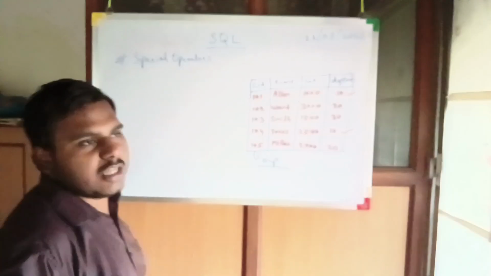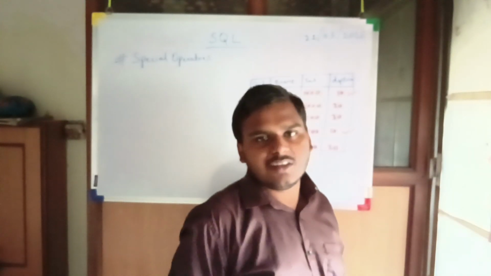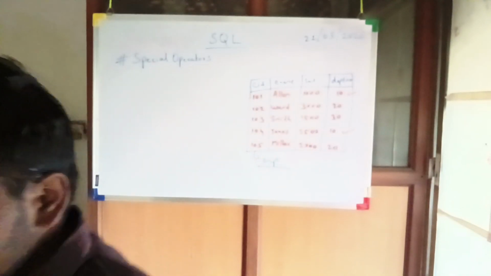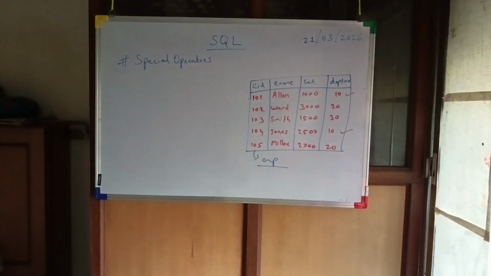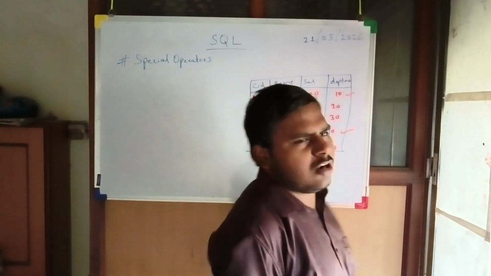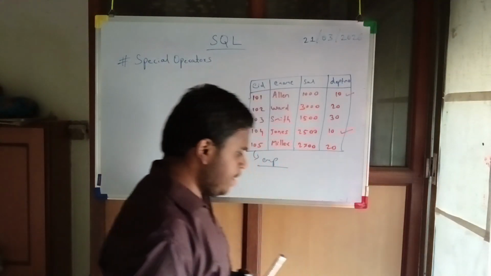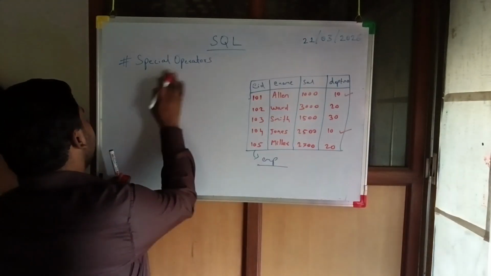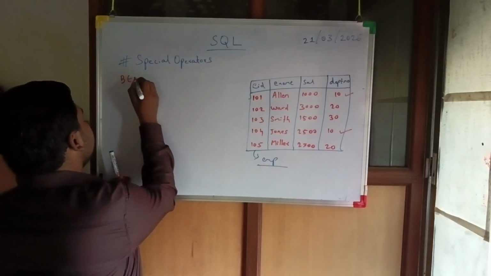So we got an idea about the in operator. We got an idea about the not in operator. Now, the next operator we will see. How many minutes are done? 26 minutes. Okay, so we will wrap up with the between operator for today. Between operator.